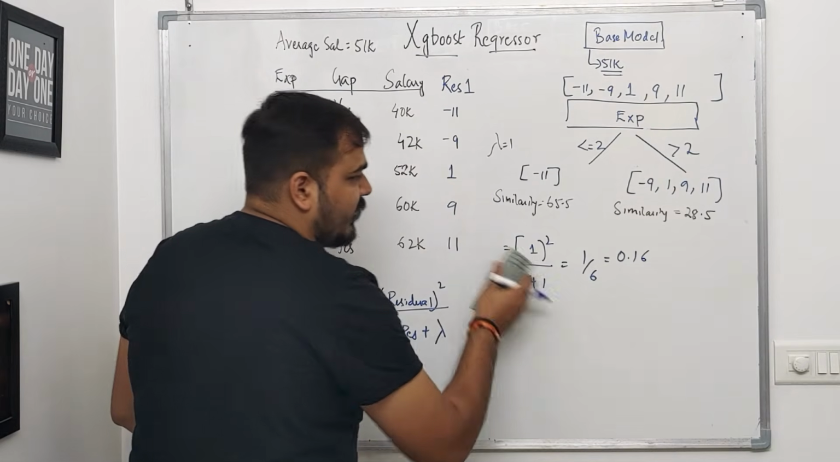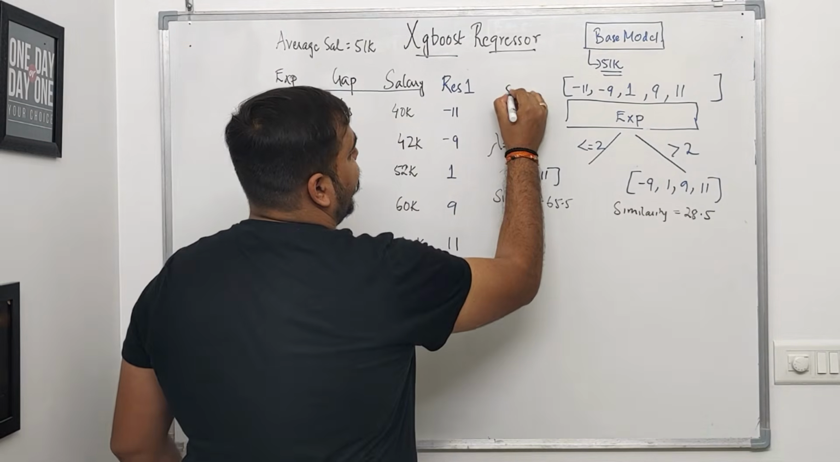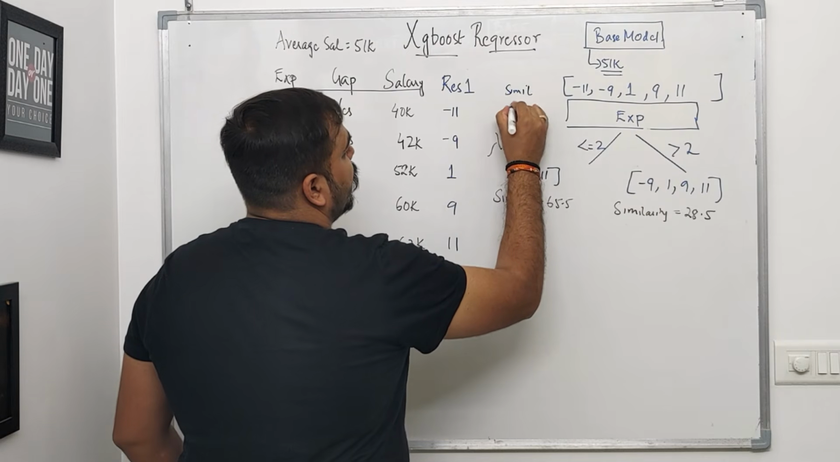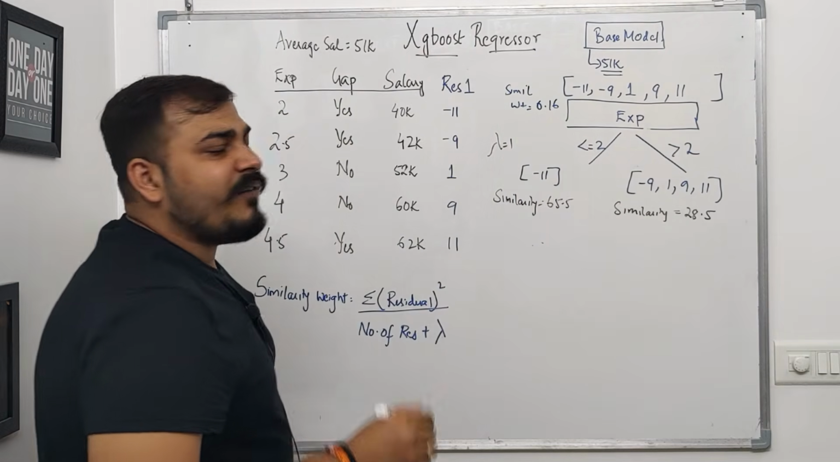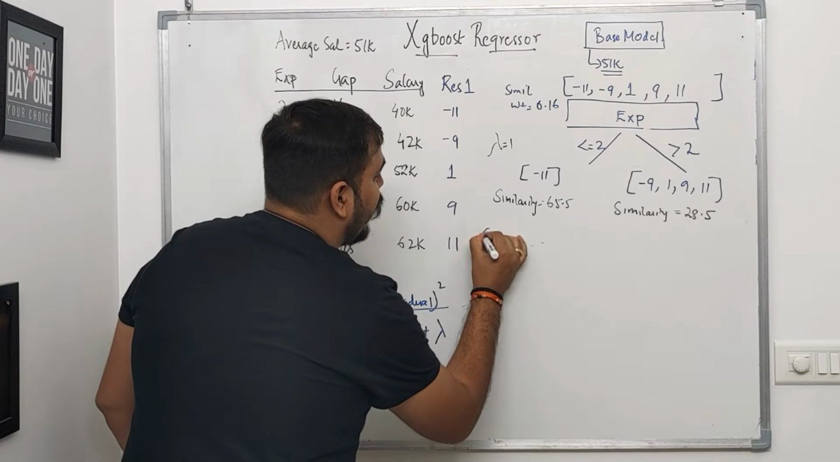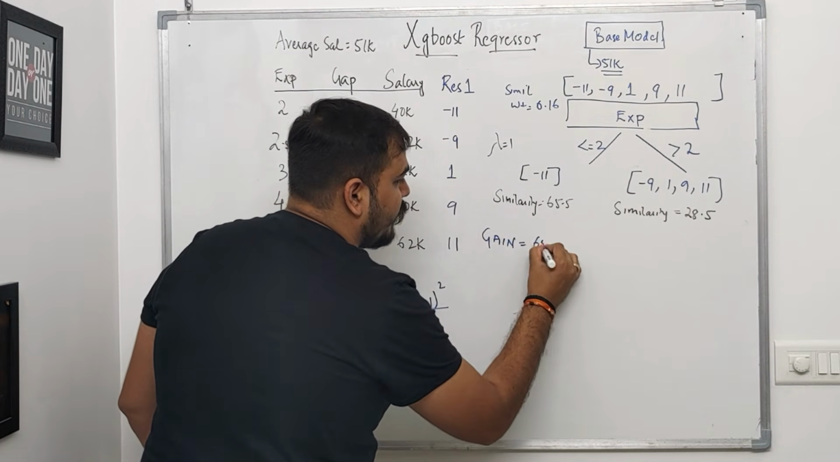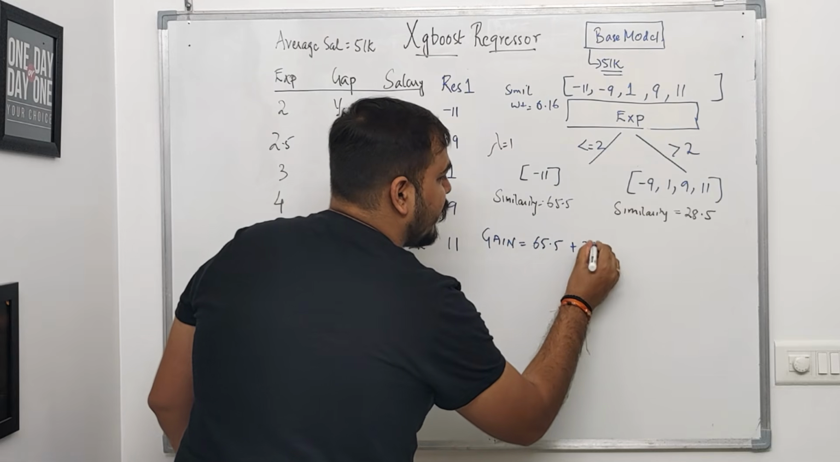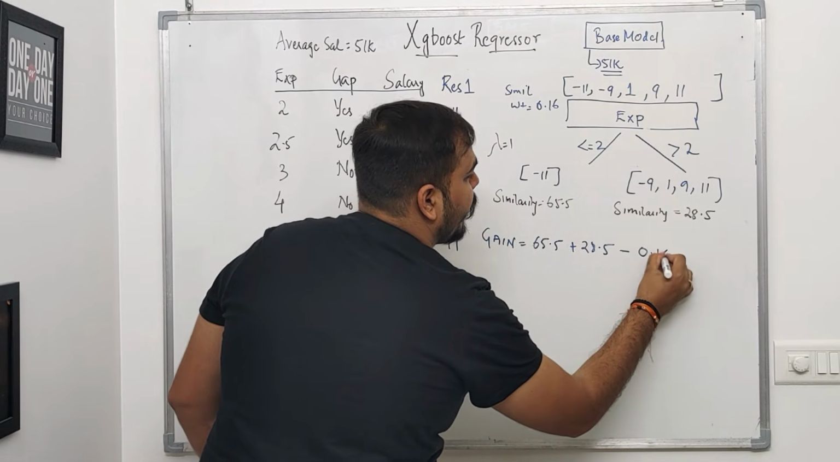Okay, so I'm going to take this 0.16. I will write over here my similarity weight is nothing but 0.16. Now if I really want to calculate the information gain, or gain I'll say, then we have to take this left similarity weight, add it with the right similarity weight, and subtract the root similarity weight.